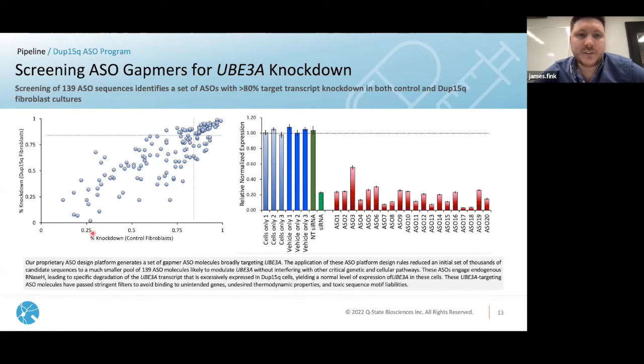And what we're looking at here on the left is the in vitro screening in both control fibroblasts and Dup15q fibroblasts of these 139 ASOs, where we identify several candidates in the top right that have greater than 80% knockdown of the target. And some of the example qPCR data can be seen here on the right, where we've just shown a subset of these ASOs. You can see many of them are knocking down UBE3A almost to nothing as compared to the controls, and even in some cases better than siRNA.